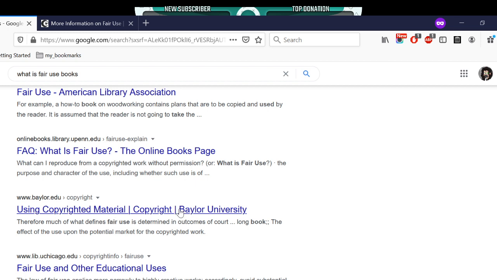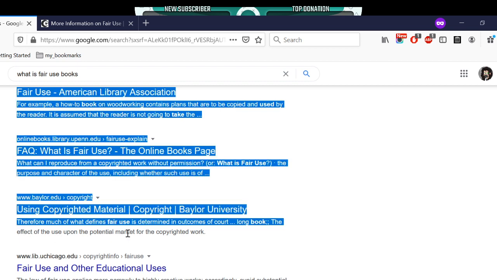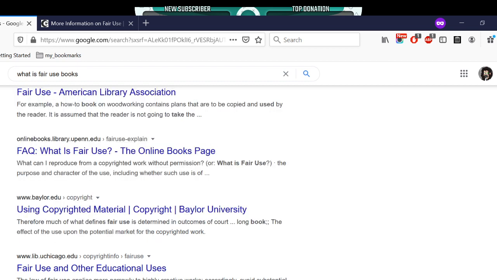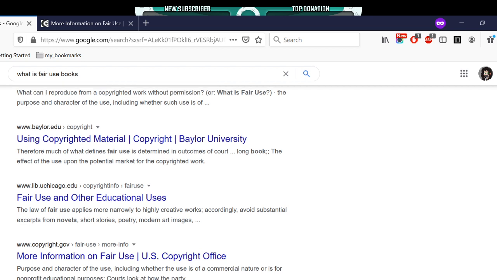Baylor.edu, again from another university source. Therefore, much of what defines fair use is determined in outcomes of, and so on. And I see again this effect of use upon the potential market for the copyrighted work. Fair use and other educational uses. Okay, that seems actually specifically more what I'm looking for. And it is a UChicago source, so another university source.